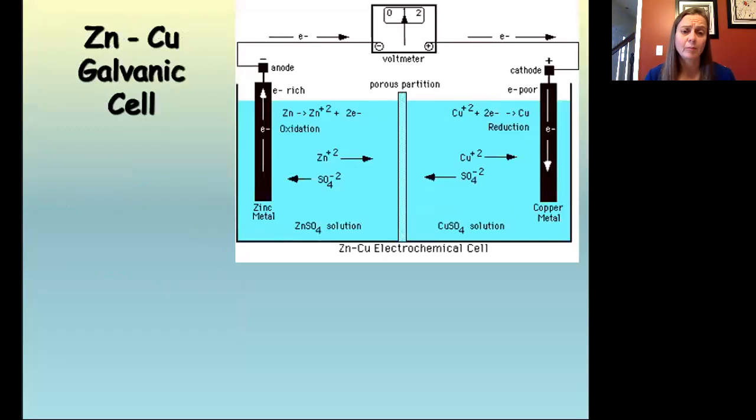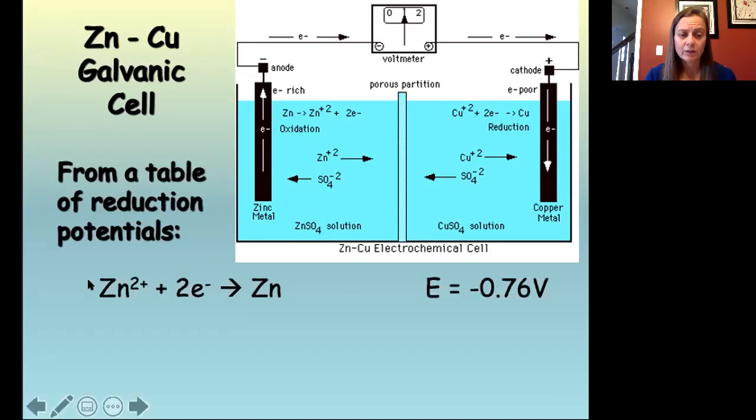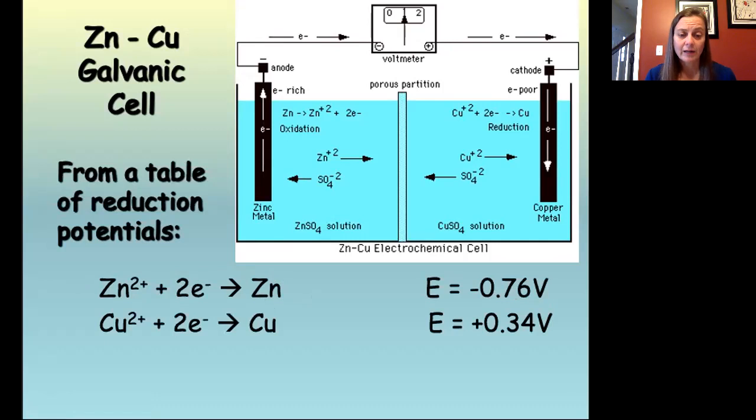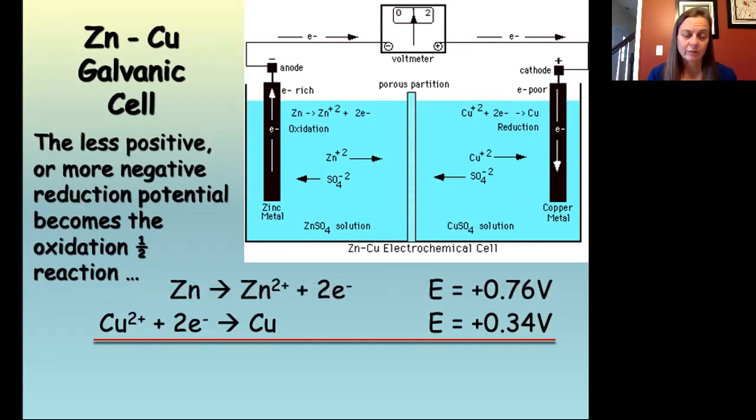So if we look at the zinc copper galvanic cell, we're going to look at our reduction potential table, and we're going to see that the reduction potential of the zinc electrode is negative 0.76. And the reduction potential of the copper is going to be 0.34 volts. So that means that the copper has the higher reduction potential. So the copper will be the cathode, the copper will be reduced, and the zinc will be oxidized. So our less positive reduction potential becomes our oxidation half reaction, and our more positive reduction potential stays the same.